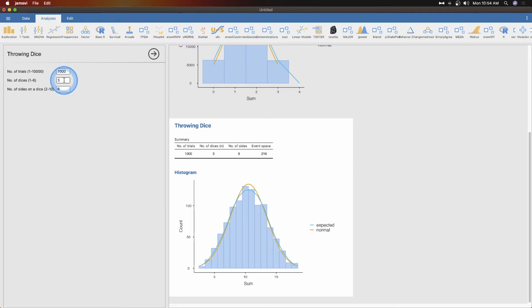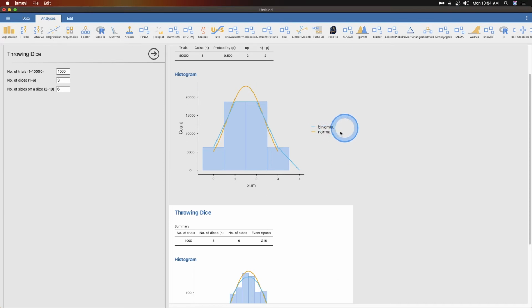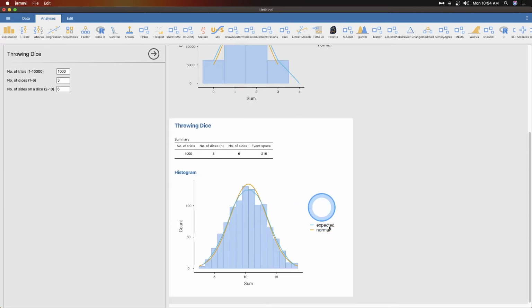So here we have 1,000 trials, 3 dice, 6-sided. Your standard 6-sided cubic dice, right? And you can see here that instead of a binomial distribution versus a normal distribution, we have the expected value versus the normal distribution. So the expected value would be the value that we would expect to see with these 3 parameters, and we can change the value of these where we can get an expected normal distribution by changing the amount of trials that we have. So if we change that to 10,000, look how much closer the values get to normal on the expected.